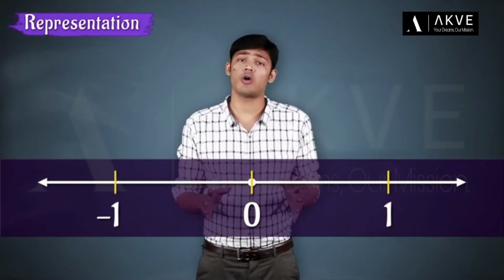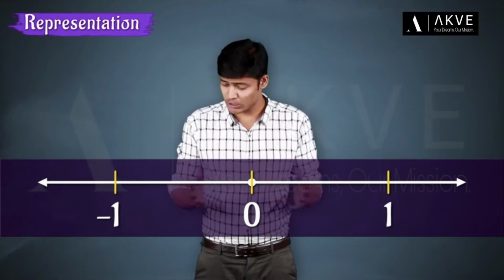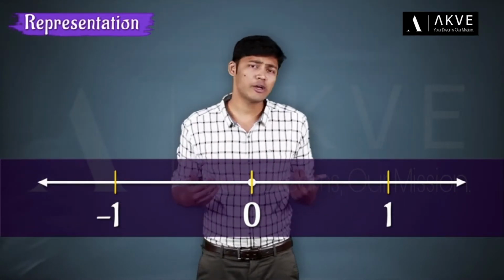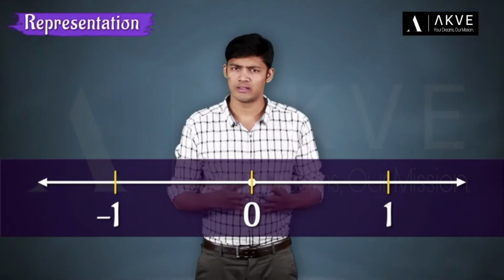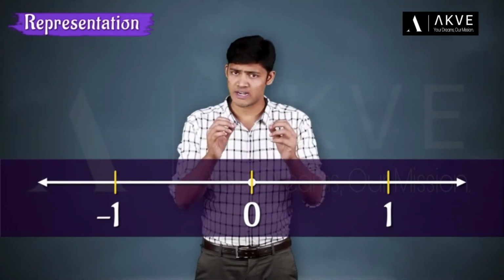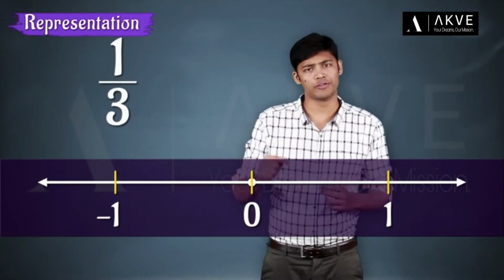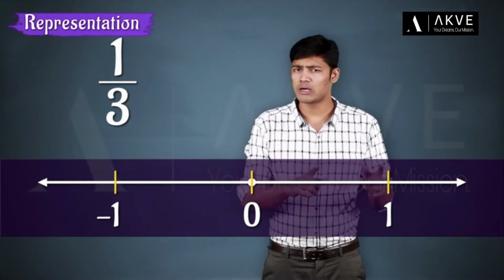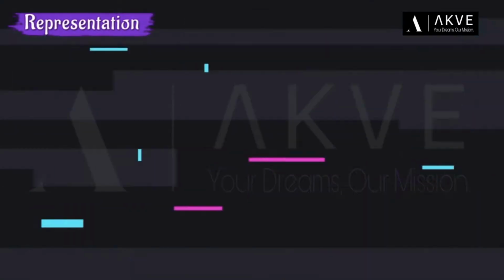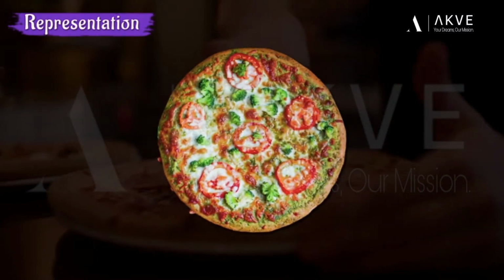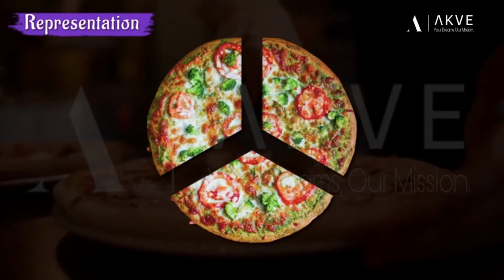Since we already know how to represent integers on the number line, let us try to represent rational numbers other than integers. That is, let us try to represent a number such as 1 by 3 on this number line. But what does the number 1 by 3 actually indicate? 1 by 3 is nothing but one part out of the total 3 parts.